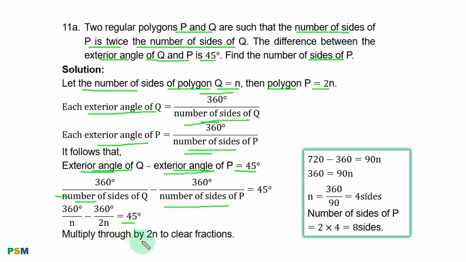Multiply through by 2n to clear fractions. You have these results. Next thing is to subtract. You have this. Divide both sides by n and you have 4 sides. Number of sides of P is equal to 2n. That is 2 times 4 equal to 8. So polygon P has 8 sides.